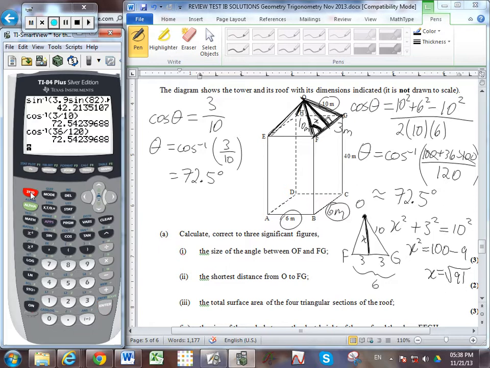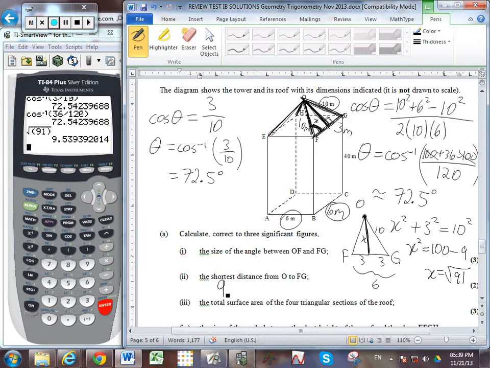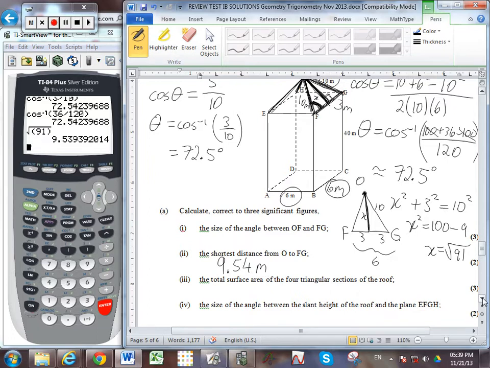Let's just calculate that. Square root of 91 is equal to 9.54. So the shortest distance is 9.54 meters. Part III, the total surface area of the 4 triangular sections. So only the 4 triangular sections.